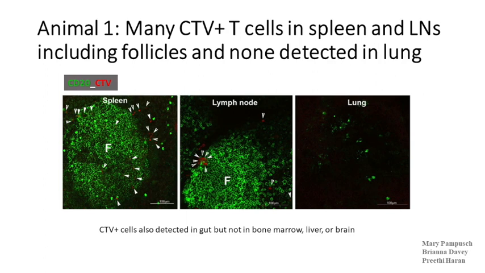We were happy to not see cells accumulating in the lung. That's been an issue with some studies in the field. And we also did not detect any in the bone marrow, liver, or brain, but did detect a few in the gut.